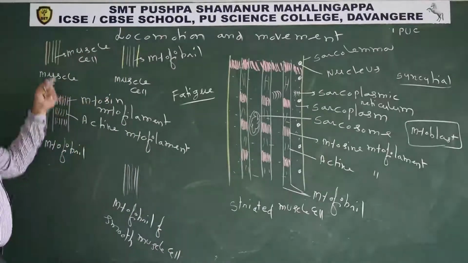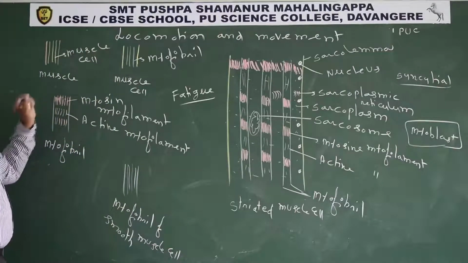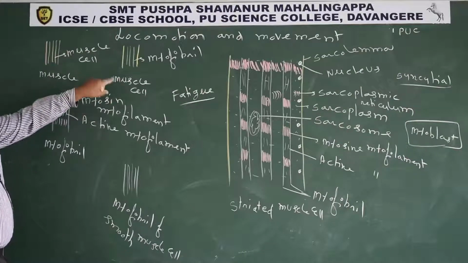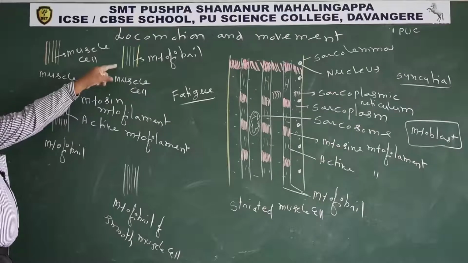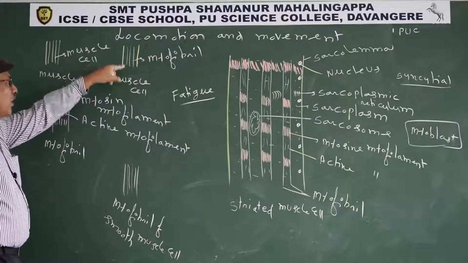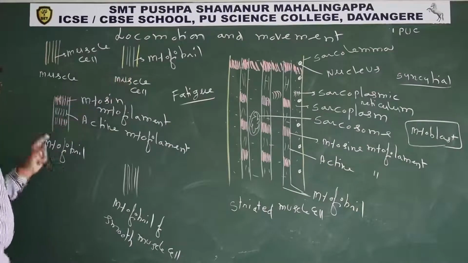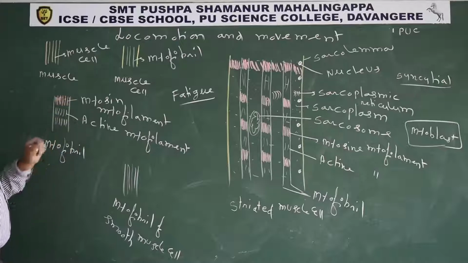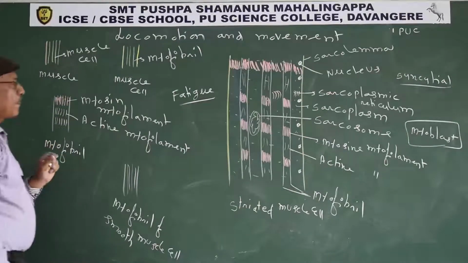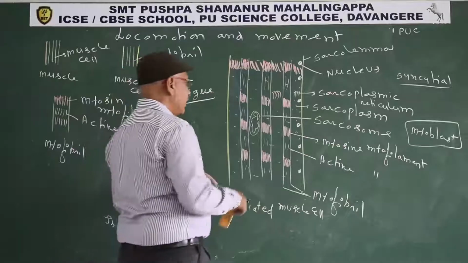Every muscle contains several parallel muscle cells. Each muscle cell contains several fibers parallel to the longitudinal axis, known as myofibrils. Each myofibril contains two types of filaments, myofilaments: myosin myofilaments and actin myofilaments. So this is the structure of a striated muscle cell.